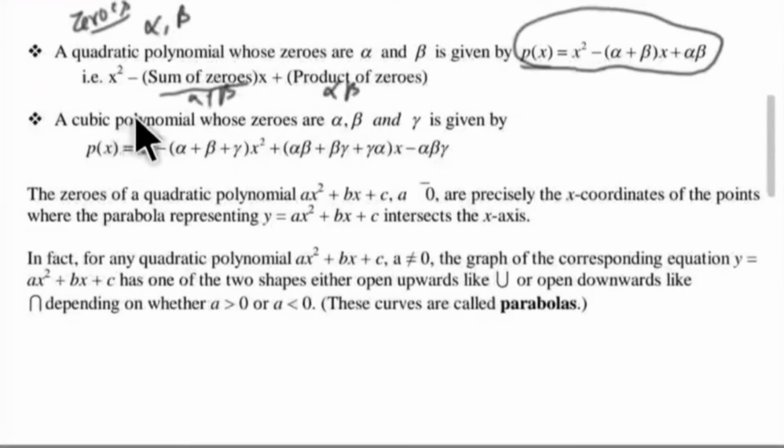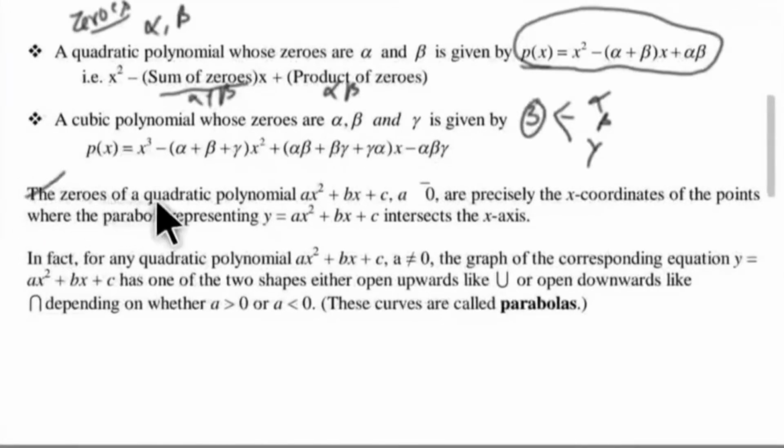If the polynomial is cubic, then you know that there are 3 zeros, that is alpha, beta, gamma. Then the formula for the cubic polynomial is x³ minus (alpha plus beta plus gamma)x² plus (alpha beta plus beta gamma plus gamma alpha)x minus alpha beta gamma.